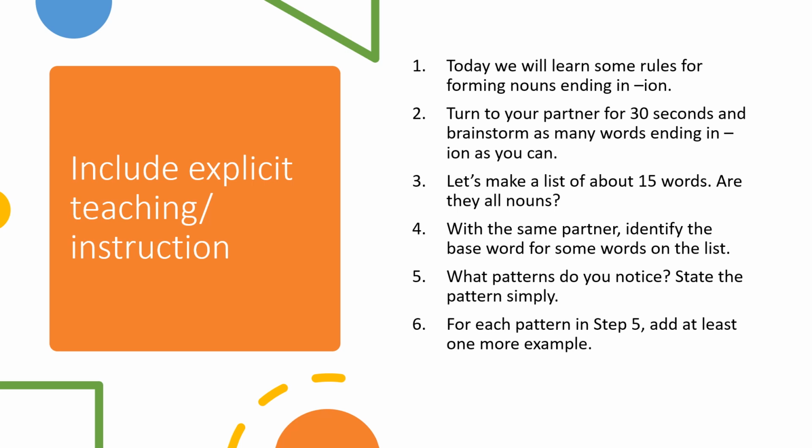For example, here are some examples of including explicit teaching instruction. Today we'll learn some rules for forming nouns ending in ION. Turn to your partner for 30 seconds and brainstorm as many words ending in ION as you can. Let's make a list of about 15 words.